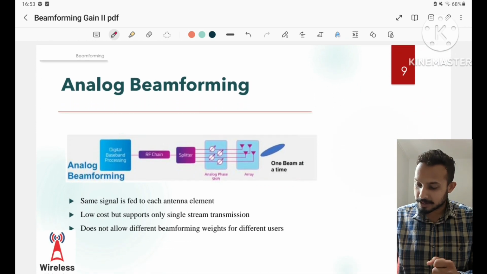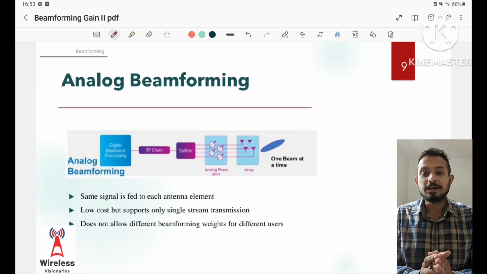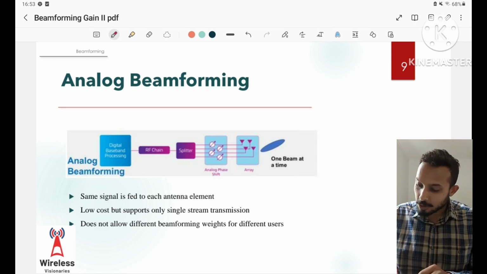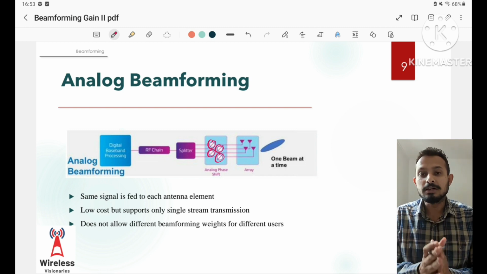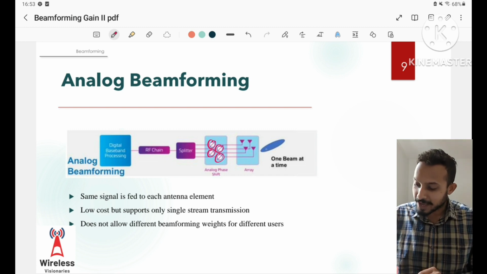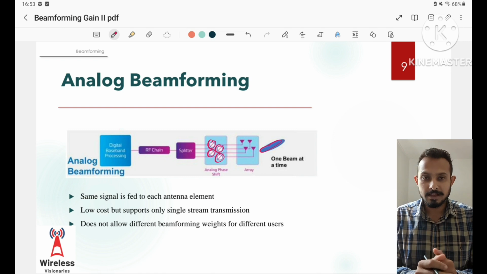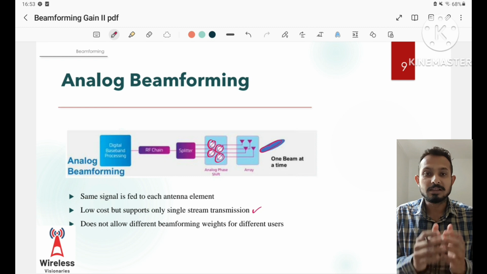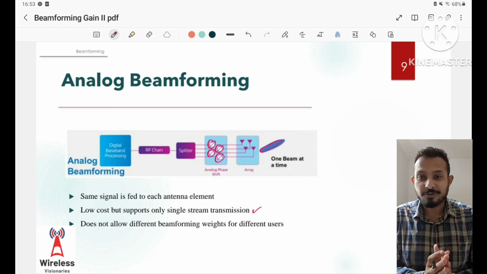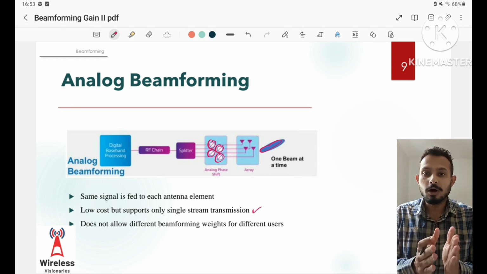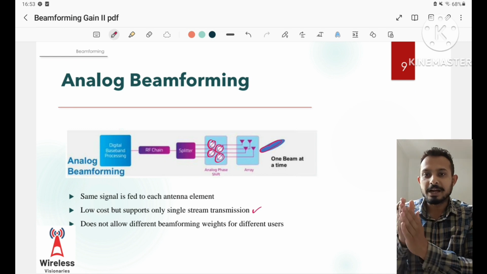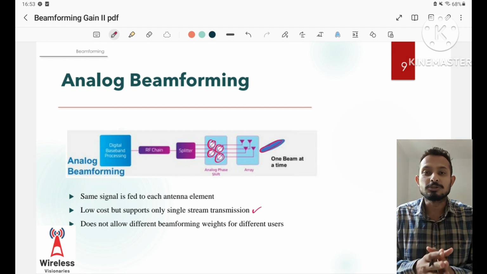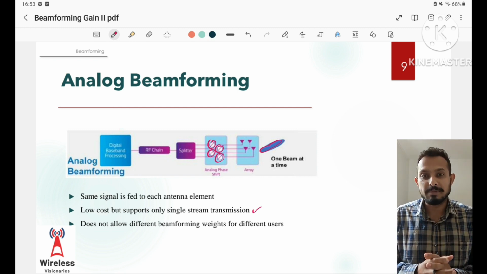So in analog beamforming, the same signal is fed to each antenna element, and then analog phase shifters are used before each antenna element to steer the beam. So at a time we have one beam, and it is low cost and only supports single stream transmission. The main problem in analog beamforming is that it does not allow different beamforming weights for different users. So a single beam is generated at a time. It means beamforming and MIMO will lose the benefit of spatial multiplexing.